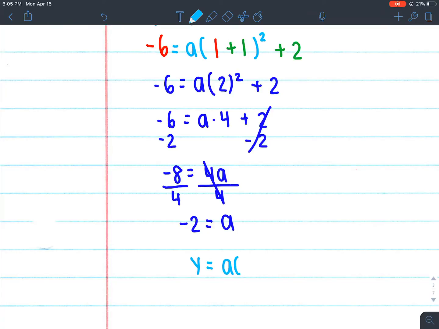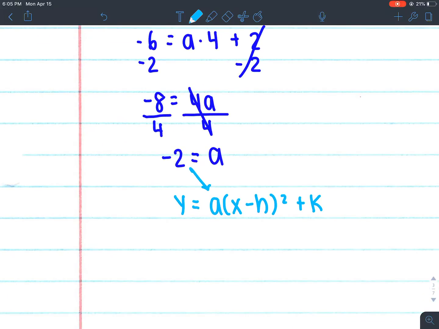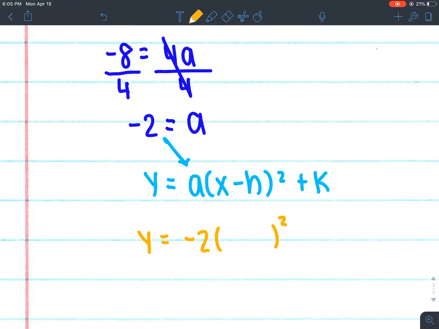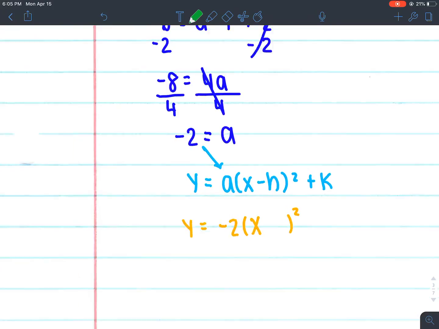Okay, now I've solved for a, but I need it in vertex form. So let me go ahead and write my vertex form again. Okay, I know my a value, so I am going to plug that in for my a. So I have y equals -2. Now, again, every function needs an input and an output, so my x and y should always be there. They should always be present, okay?